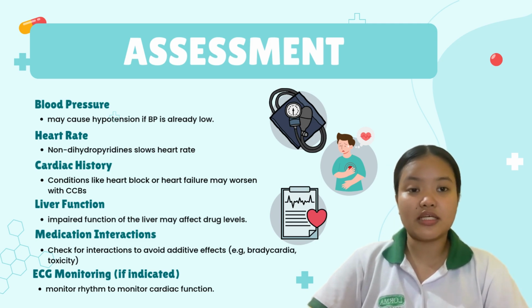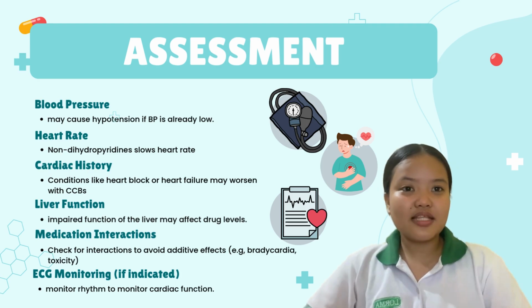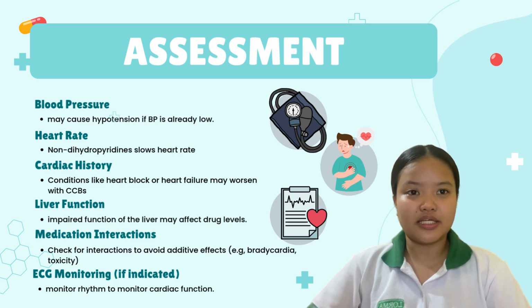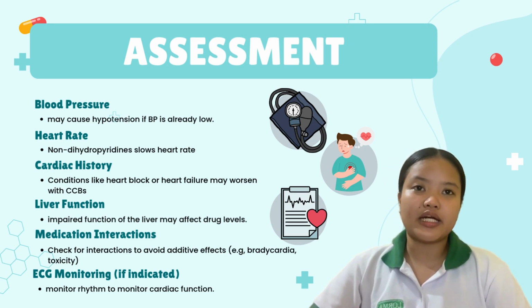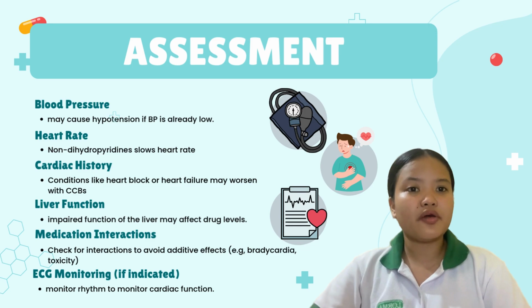The second one is the heart rate. We have to check the patient's heart rate because non-dihydropyridines, verapamil or diltiazem, slow heart rate. Therefore, we have to check for bradycardia and hold the medication if heart rate is less than 60 beats per minute unless directed otherwise. The third one is to check the patient's cardiac history. So why do you have to check the cardiac history of the patient? Conditions like heart block or heart failure may worsen with calcium channel blockers. Therefore, we have to review history for AV block, sick sinus syndrome, or congestive heart failure.